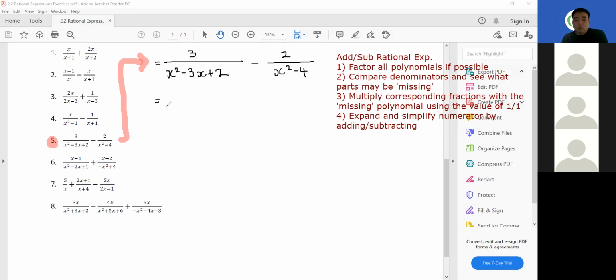Okay, so as such, I noticed that the denominators can be factored. I am going to do so. 2, but adds to -3. -2 and -1 will add to -3. And this is a difference of squares.